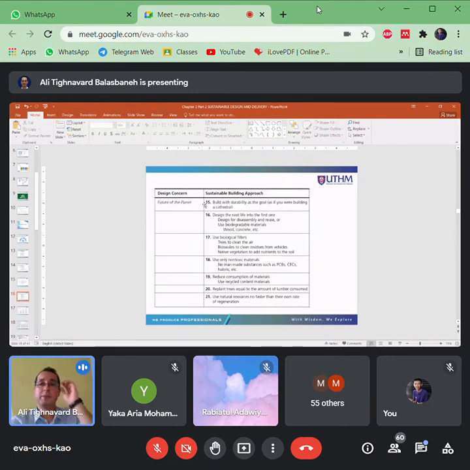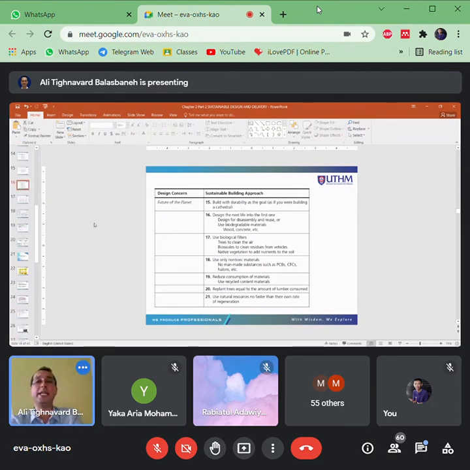Okay, the future of the planet is built with durability as a goal, designing the next life into the first one, and use of biological filters, and the rest you can read. This is all part of constructing a sustainable building or following sustainability in your construction. So if you build a building recognized as sustainable, not only do you save the planet, but you save the energy.